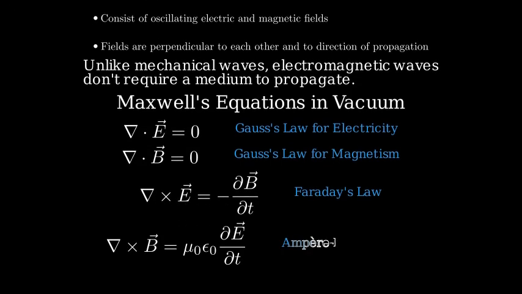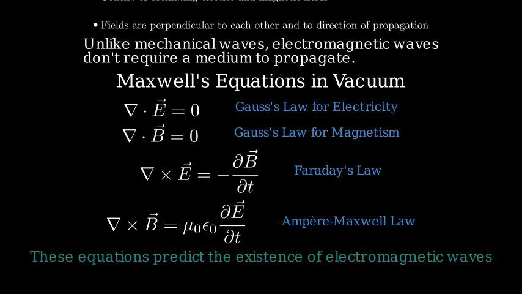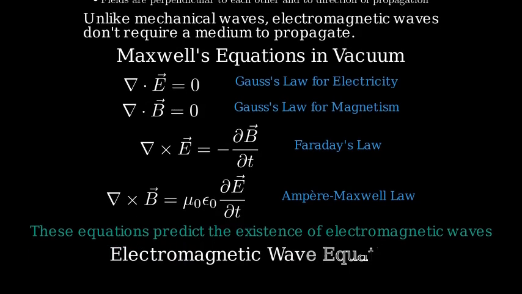And fourth, Ampere's law with Maxwell's correction reveals that a changing electric field creates a magnetic field. Together, these four equations form a complete description of electromagnetism and predict the existence of electromagnetic waves. From Maxwell's equations, we can derive the electromagnetic wave equations.